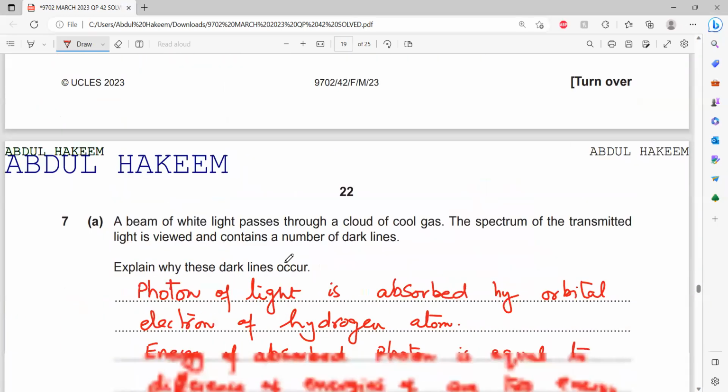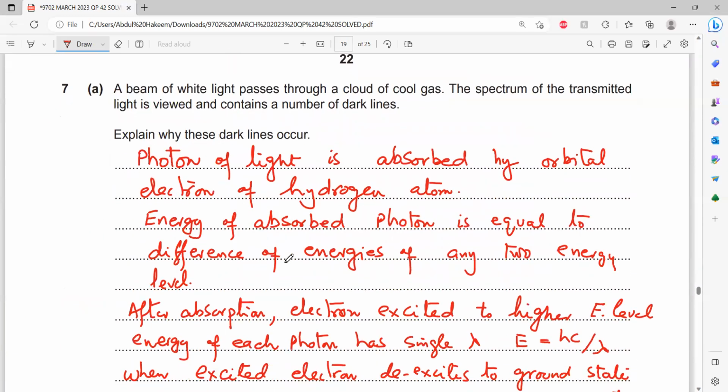And the next, number 7: a beam of white light passes through a cloud of cool gas. The spectrum of the transmitted light is viewed and contains a number of dark lines. Explain why these dark lines occur. I mean, we have to explain line spectrum. Now, a photon of light is absorbed by the orbital electron of this gas. Usually it is hydrogen gas.